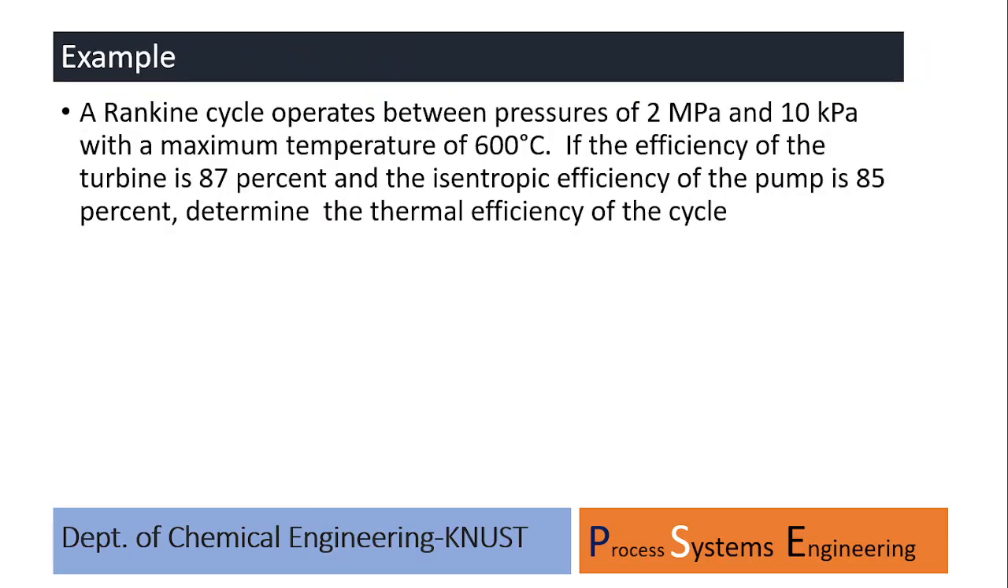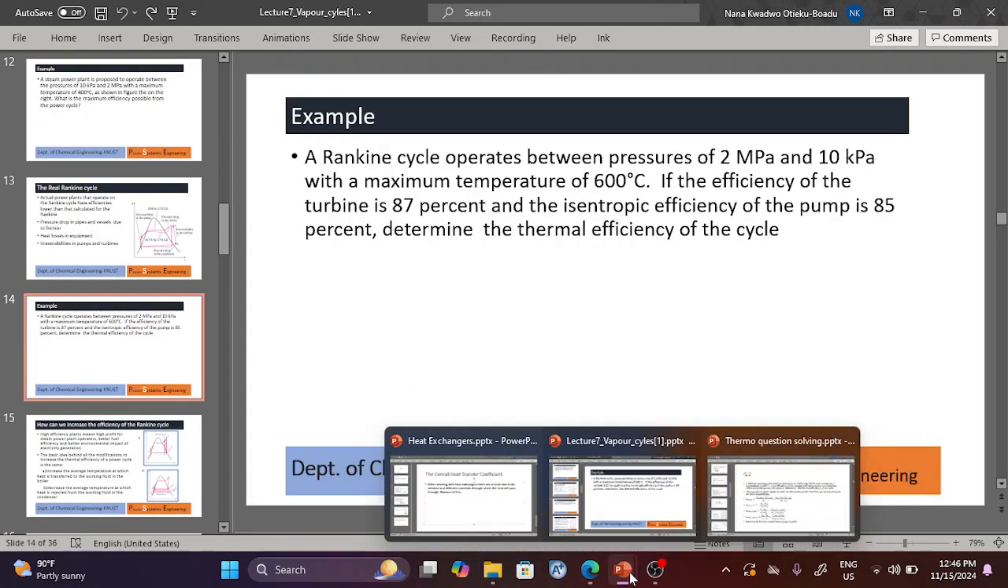So we have an example here that a Rankine cycle operates between pressures of 2 megapascal and 10 kilopascal with a maximum temperature of 800 degrees Celsius. If the isentropic efficiency of the turbine is 87% and the isentropic efficiency of the pump is 85%, determine the thermal efficiency of the cycle. So let's go to the part where I've solved the questions.